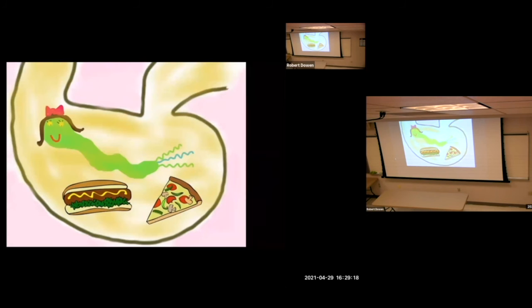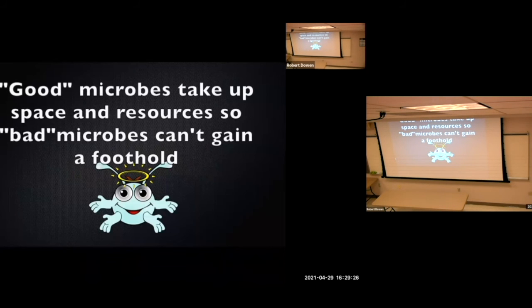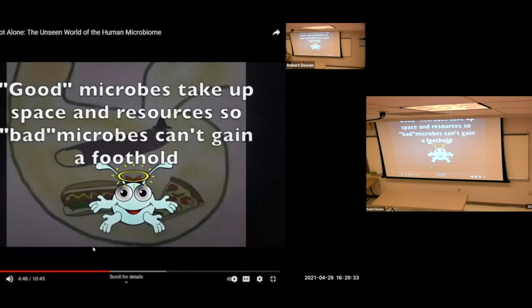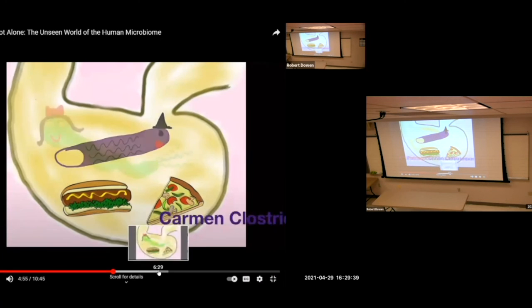Hey, Heidi, you forgot to introduce me. I am a bacterium also, and I want to talk about myself. No, sorry, Carmen, you are a pathogen, and if there are too many of you, people can get very sick. That's one of the things the rest of us do down here. We take up space and resources so organisms like you can't gain a foothold. We'll see, Heidi, we'll see. Ha ha ha ha ha.